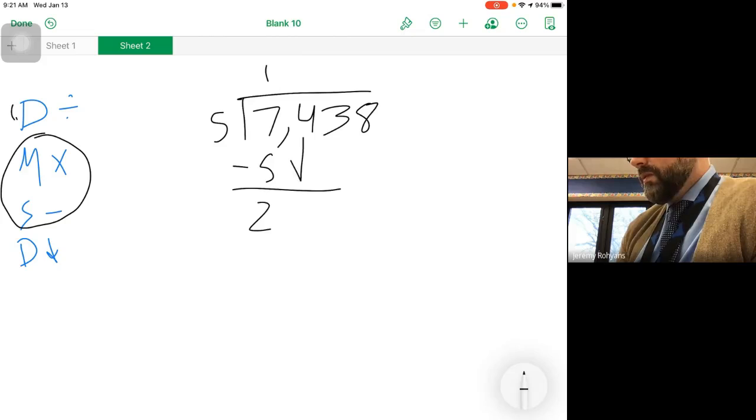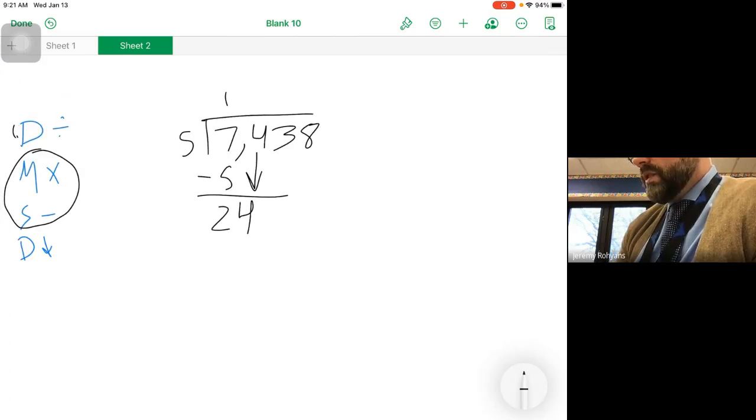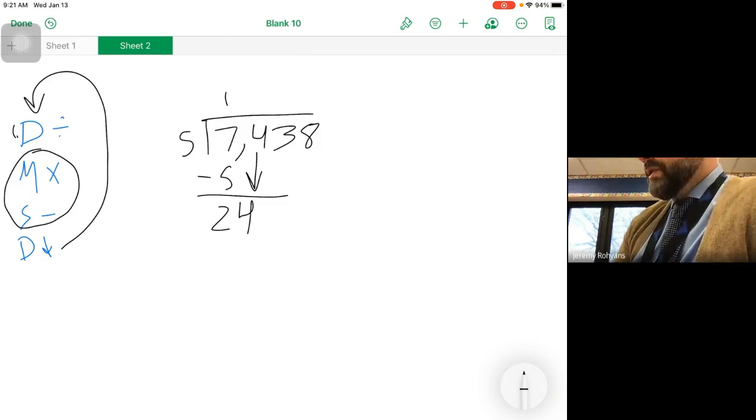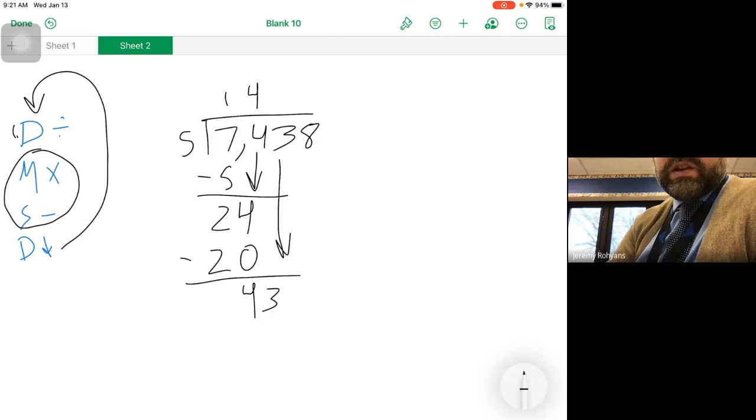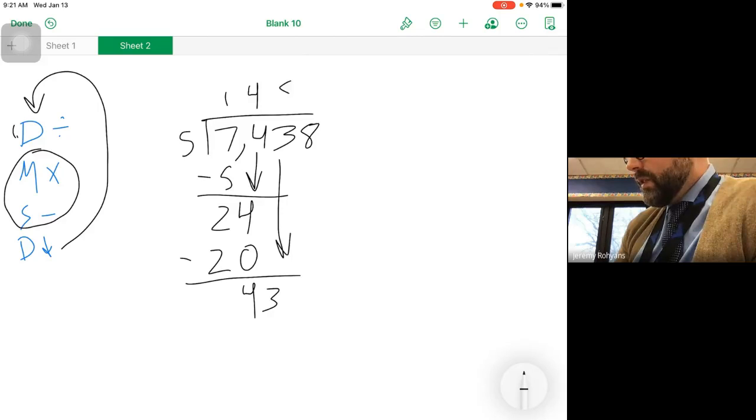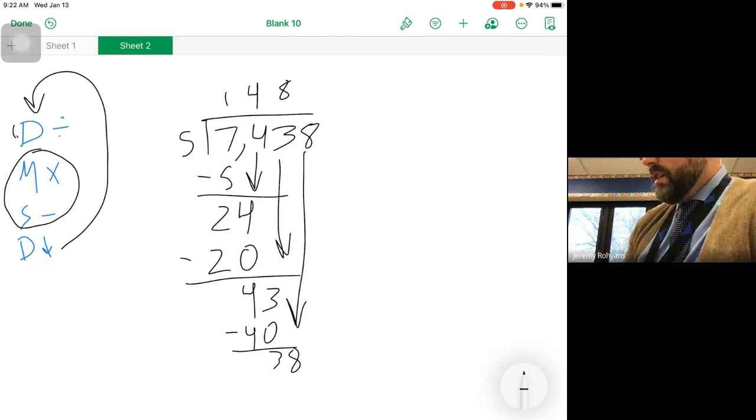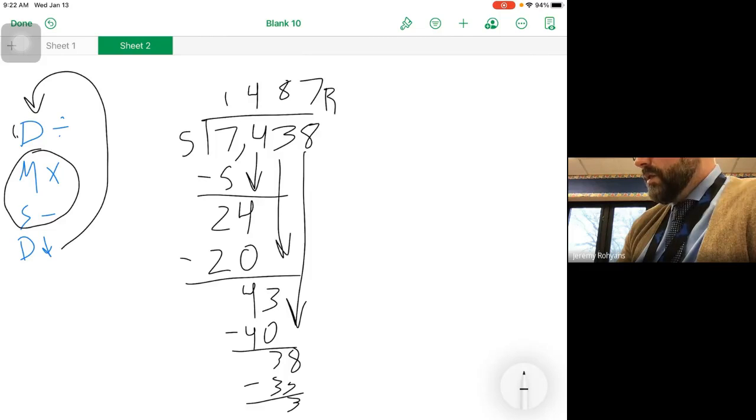Then you drop the 4. Restart the beautiful process all over again. I already know all this. 5 goes into 24 4 times. 4 times 5 is 20. 24 minus 20 is 4. Drop the 3. 5 goes into 43. I know my math facts, so 8 times 5 is 40. That leaves 3. Drop the 8, 38. 5 goes into 38. I know my 5s. 7 times 5 is 35. That's 3. So 1,487, remainder 3.